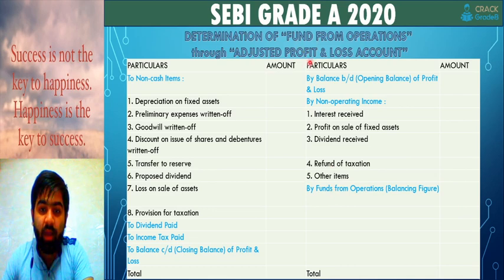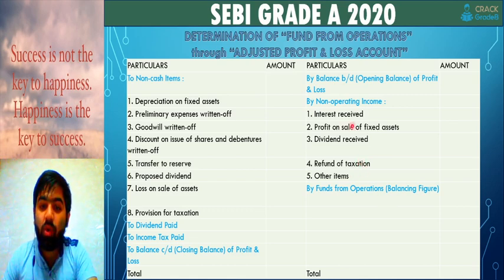So we are taking opening of profit and loss, then closing of profit and loss. If we don't have non-cash items or non-operating items, then we can easily get fund from operations. Like if we have only profit in the profit and loss, and we have not put any non-operating items or non-cash items in the P&L, we can easily get fund from operations.